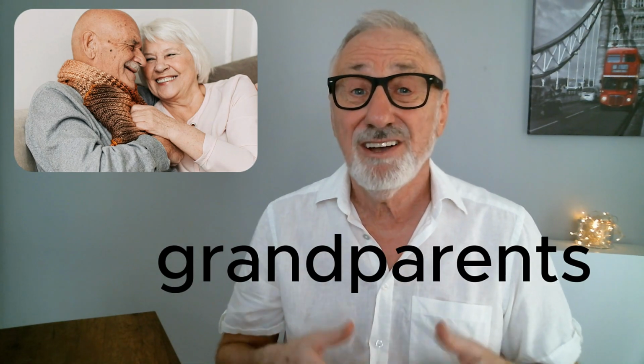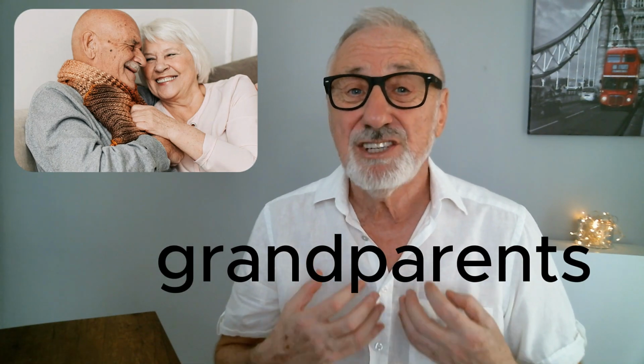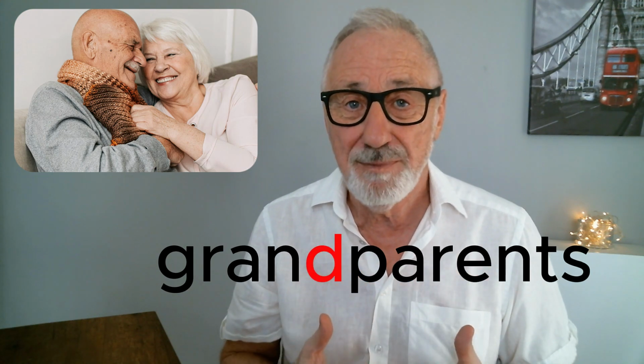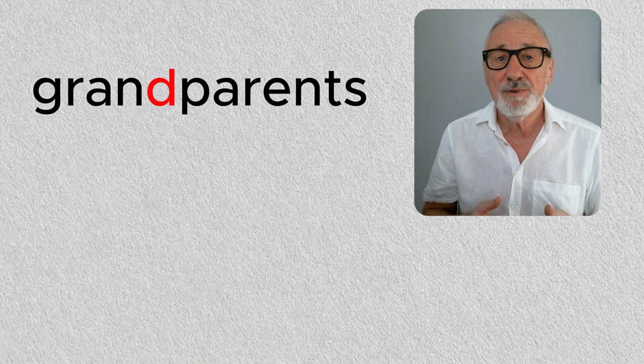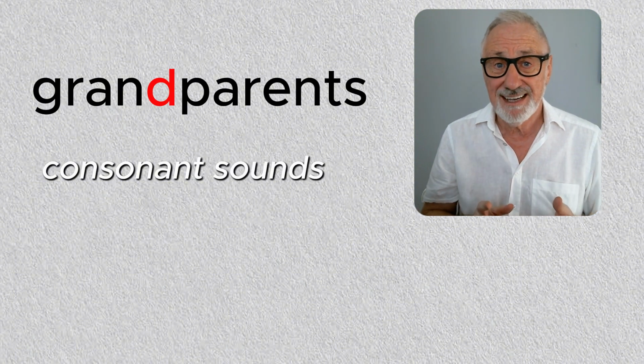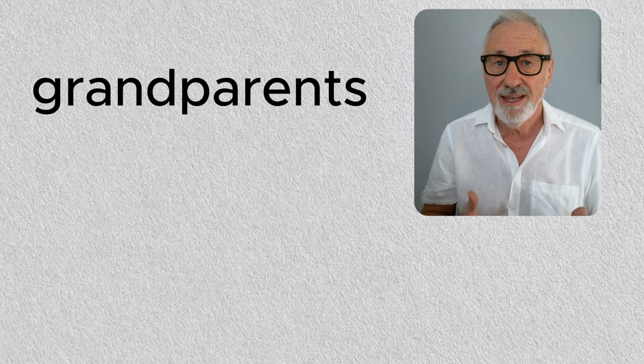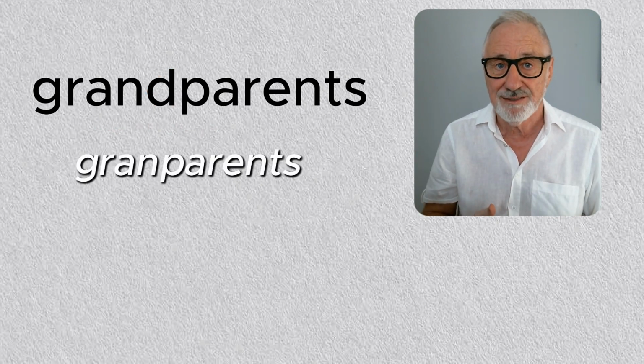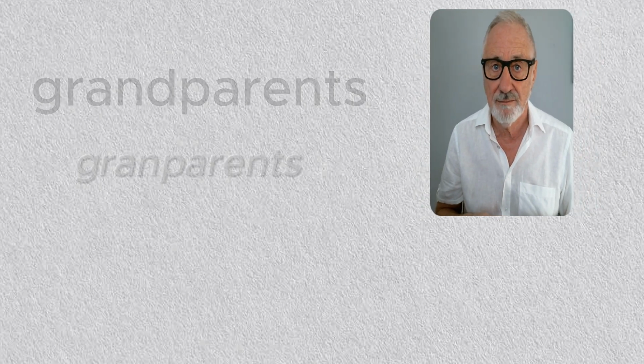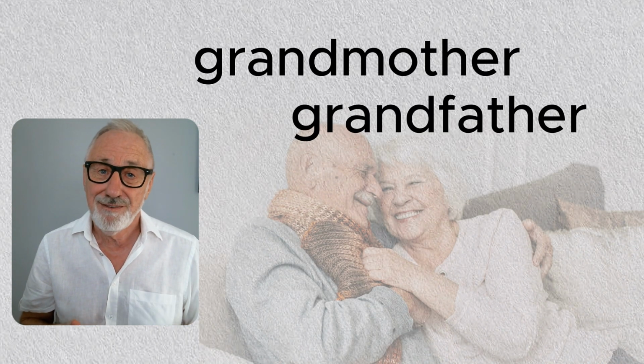These are Bob's grandparents. A common mistake with this word is to try and pronounce the D in the middle of it. When a D is between two consonant sounds, like it is here, it stays silent when we say it. So it's not grandparents, it's grandparents. You try, grandparents.